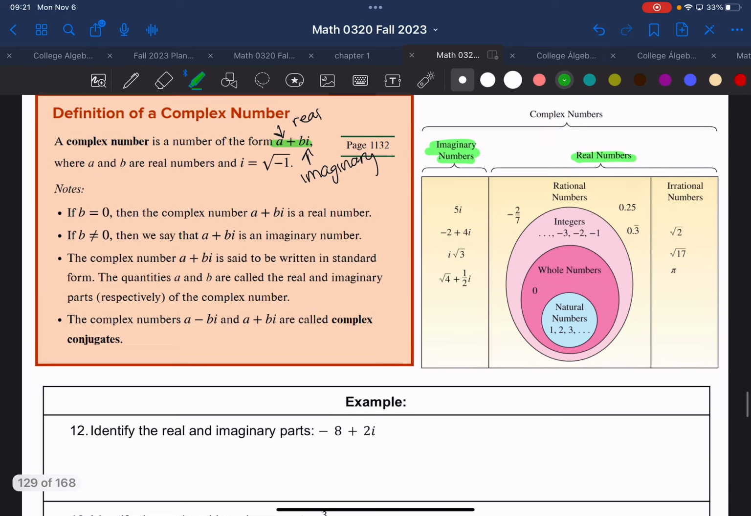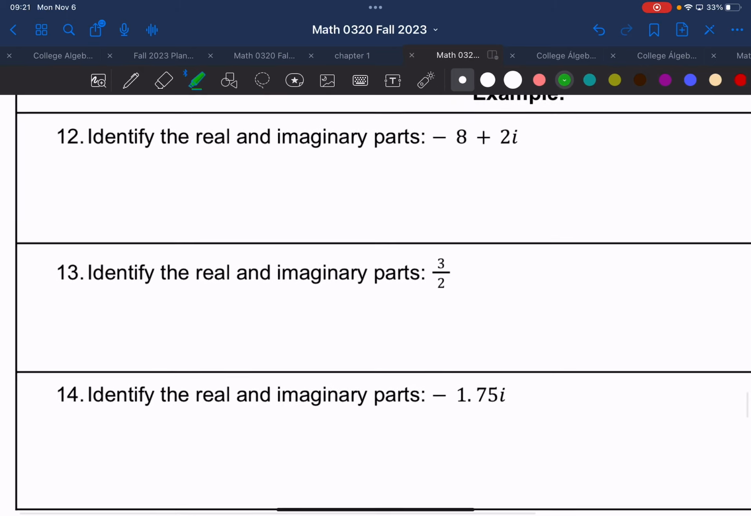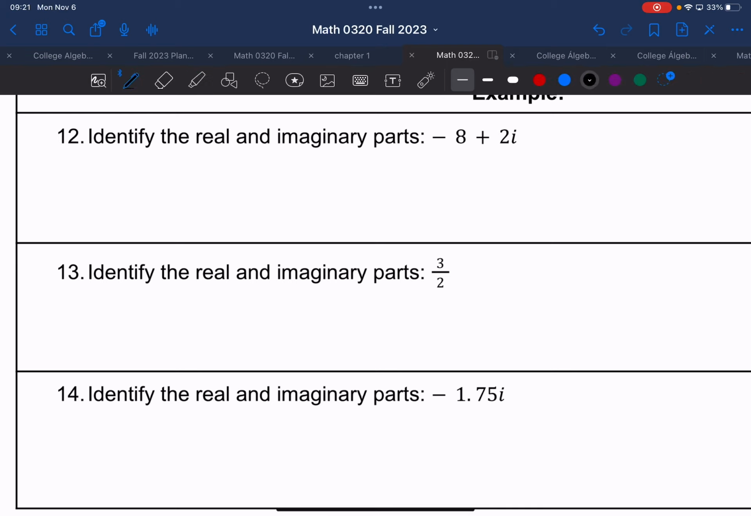So looking at number 12, all we're doing is identifying which part is real and what part is imaginary. So which part's real? We have -8 plus 2i. Which part's real? -8. Which part's imaginary? 2i.